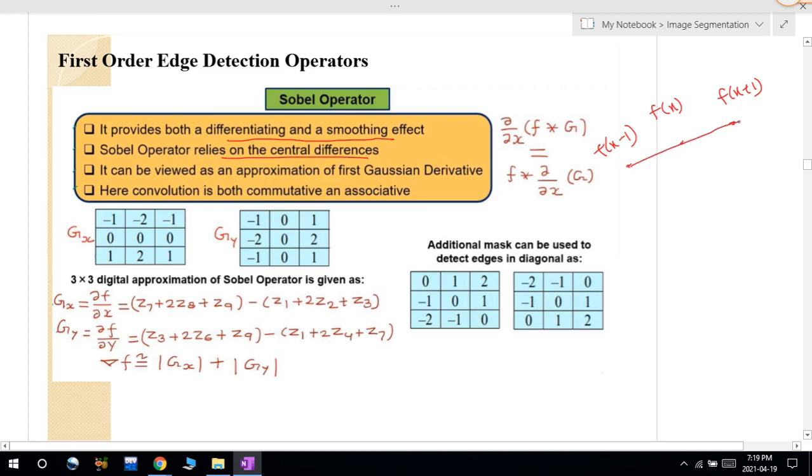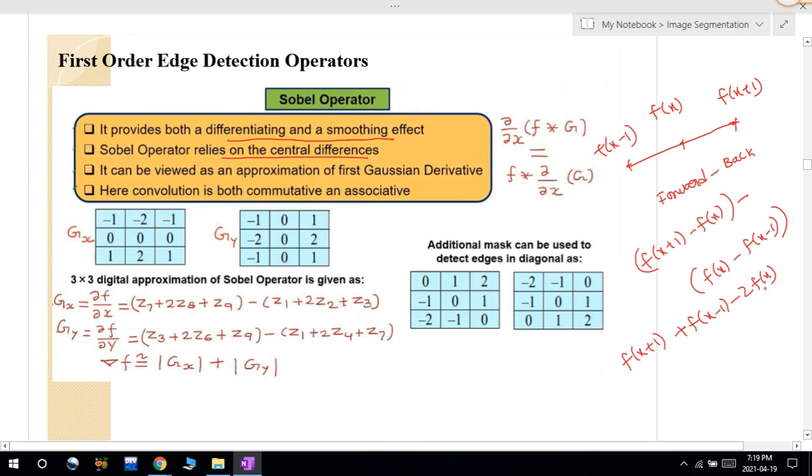So the central difference is nothing but the difference between both backward and forward, that is forward minus backward. Whenever we consider forward minus backward, in case of forward we have f of x plus 1 minus f of x, and in case of backward we have f of x minus f of x minus 1. So the final one is f of x plus 1 plus f of x minus 1 minus f of x minus f of x, so this is 2 f of x. If I am writing this in the form of operators, then for f of x, what is the coefficient?